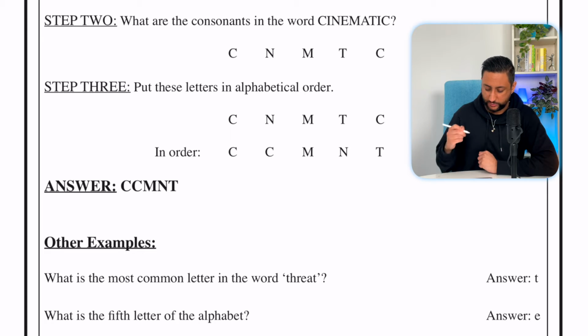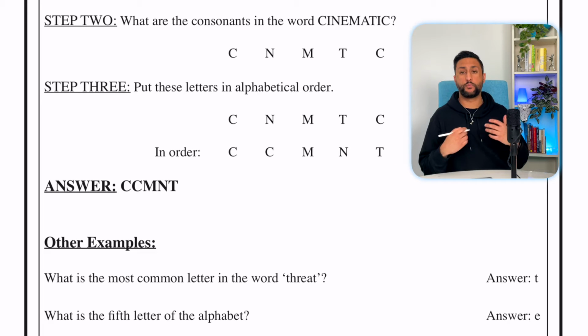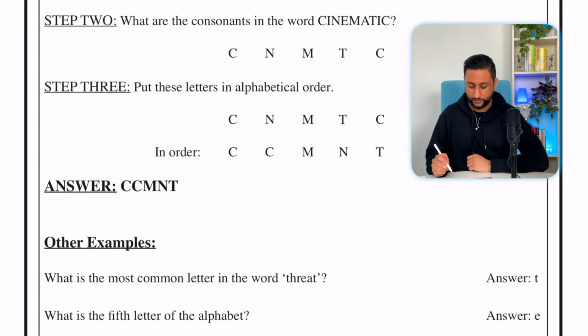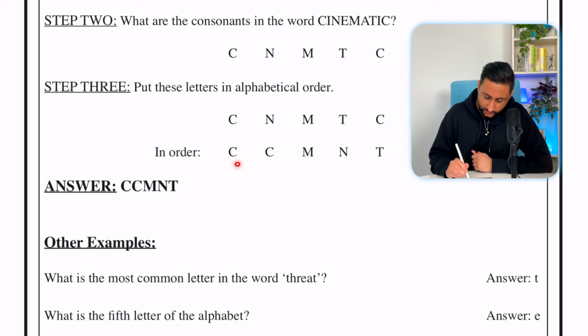So these are the letters we've got to put into alphabetical order. This was the original order and here they are alphabetically. Now with these questions you probably will be given the alphabet in front of you, but if not, just write it out very quickly before you start. So in order, C, C, M, N and T.